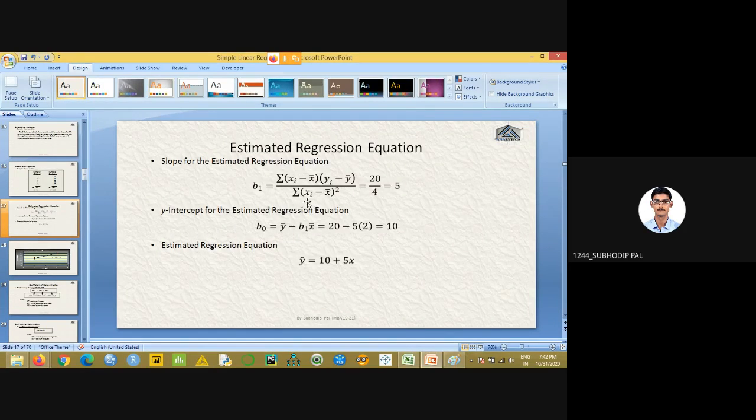Yeah. So what we find is that the value of B1 is 5 and B0 is 10. So what will be the estimated regression equation? You can say y cap is equal to B0, meaning 10, plus 5 into x. Okay, so this is the estimated regression equation. If we know the value of x, meaning the number of TV ads, we can easily calculate the value of y. Suppose the x value is 2. What will be the sale value of cars?